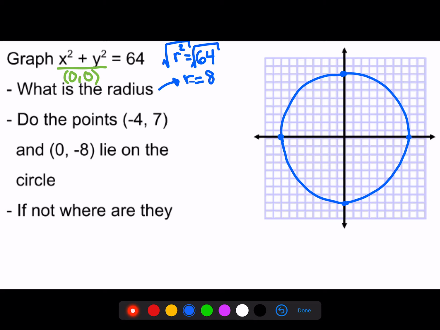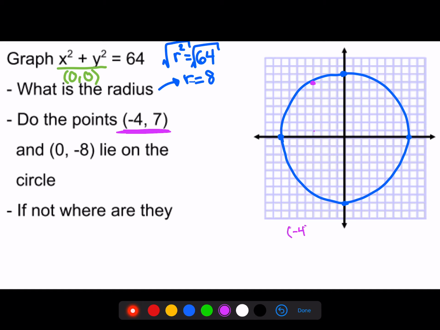And then, do the points -4, 7 and 0, -8 lie on the circle? If not, where are they? So let's go ahead and check this first point, -4, 7. For -4, 7, I go left 4, and I go up 7. 1, 2, 3, 4, 5, 6, 7. Let me double check that. 1, 2, 3, 4. 1, 2, 3, 4, 5, 6, 7. Perfect. So let's check and see where this lies in our circle.